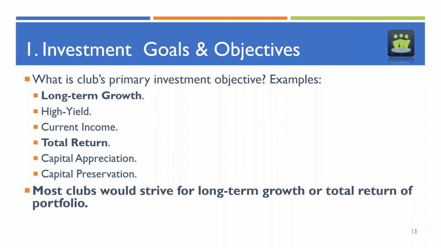I think most clubs would strive for either long-term growth or total return. A long-term growth portfolio might value growth over other criteria, whereas a total return portfolio might incorporate more dividend paying stocks. So you'd have a yield component to your portfolio as well as the capital appreciation that comes from long-term growth. Many times I see clubs that claim to have a growth perspective, but don't hold a lot of growth stocks and hold a lot of dividend stocks. And again, that's fine, but your objective is not growth in that case.